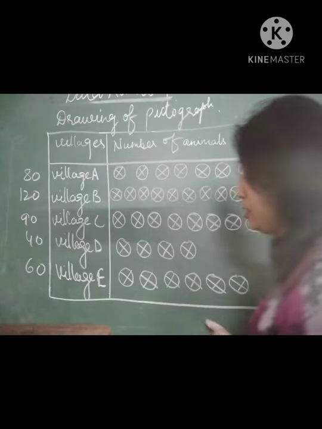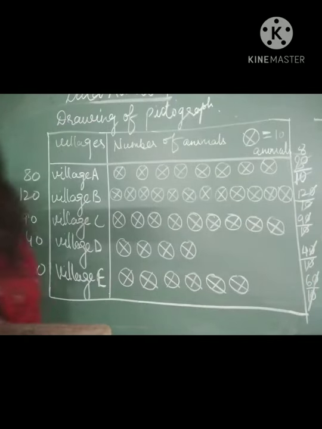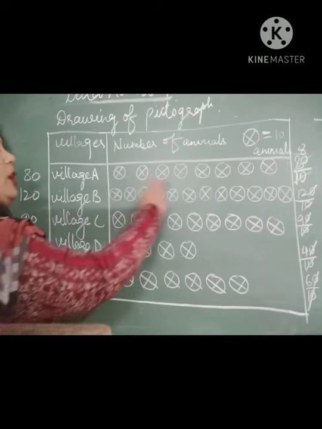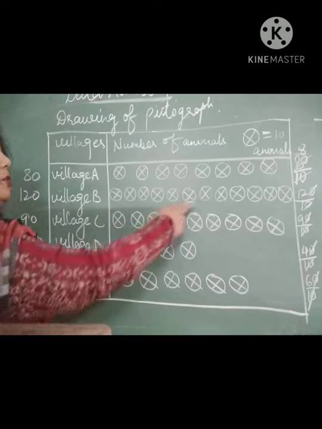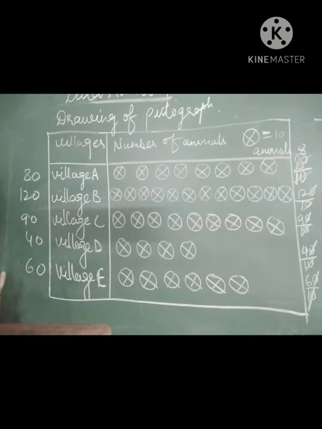And if the scale is not given, we can assume the scale ourselves also. As we can see, all the numbers of animals are divisible by 10. So we can take one picture equal to 10 animals. To represent 80 animals, we have to draw 8 pictures here. To represent 120 animals, we have to draw 12 pictures.